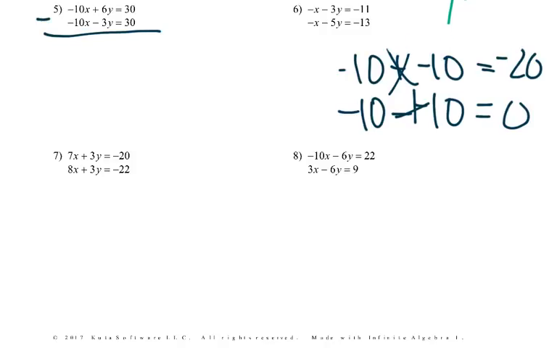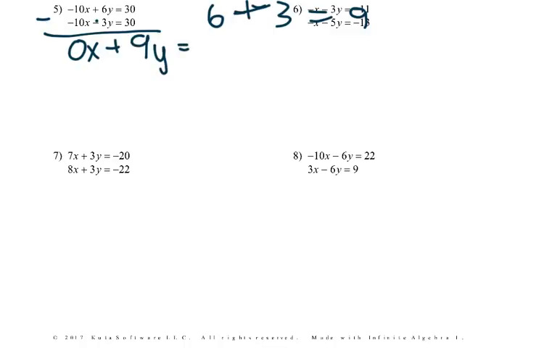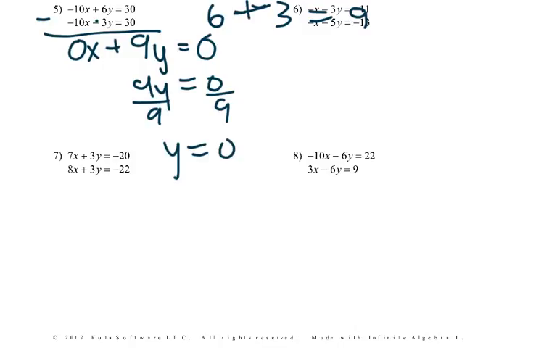Now, subtraction seems to be a little bit more difficult than addition, because we're more prone to make mistakes. So, negative 10 minus negative 10 would give us 0x. Now, sometimes it's helpful to write out the coefficient, so I'd go negative 6 minus a negative 3, because we have to think of that negative there. That's plus, so it's actually 9y, not 3y. So plus a positive 9y equals 30 minus 30 is 0. 9y equals 0. If we divide by 9, 0 divided by anything is 0. So our y value is 0.